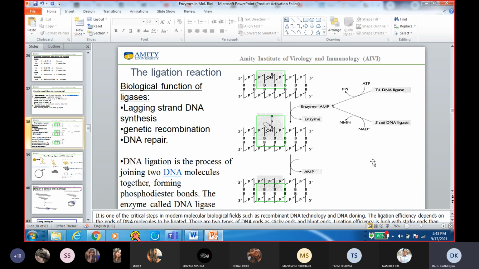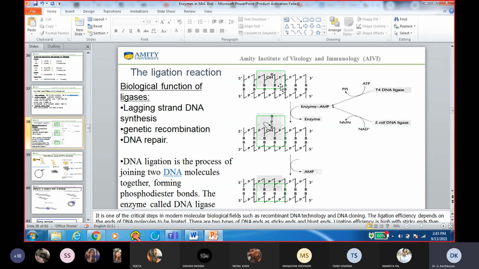DNA ligation is the process of joining two molecules. It could be the same molecule, in which case it is called an intramolecular reaction. It could be two different DNA molecules, such as a plasmid and a vector, in which case it is called an intermolecular reaction. What happens is it creates the phosphodiester linkages.